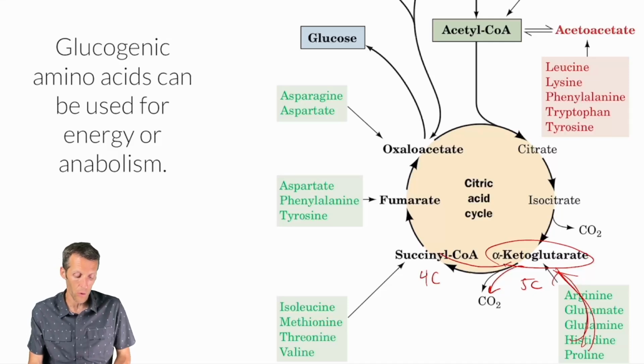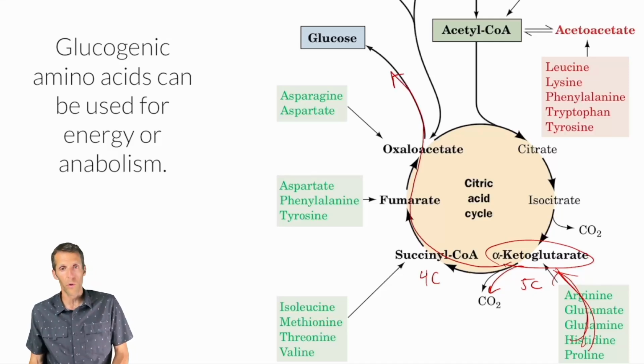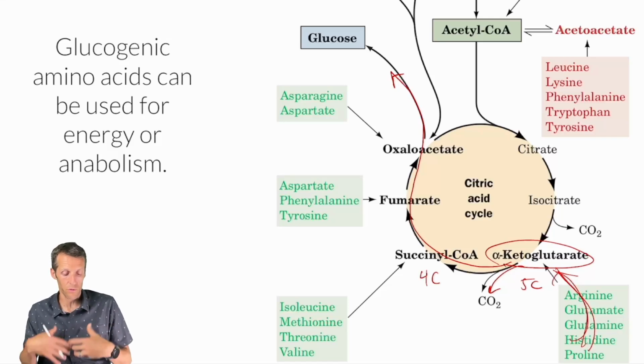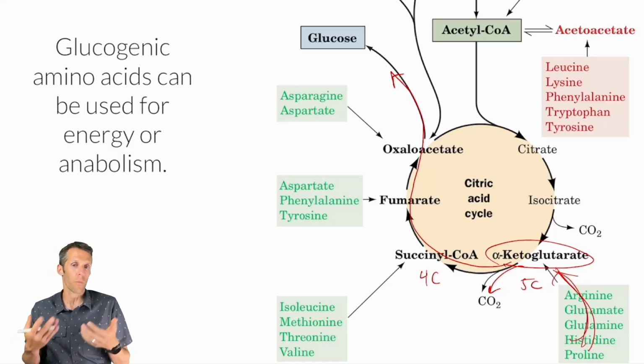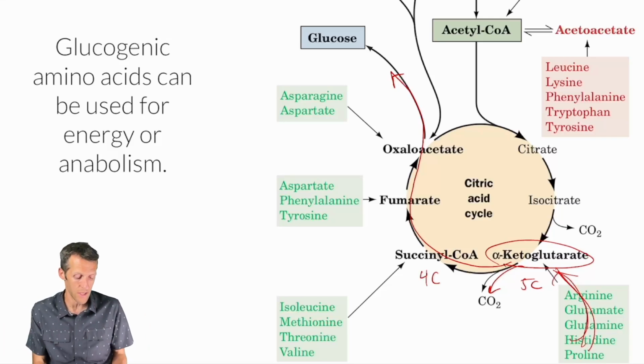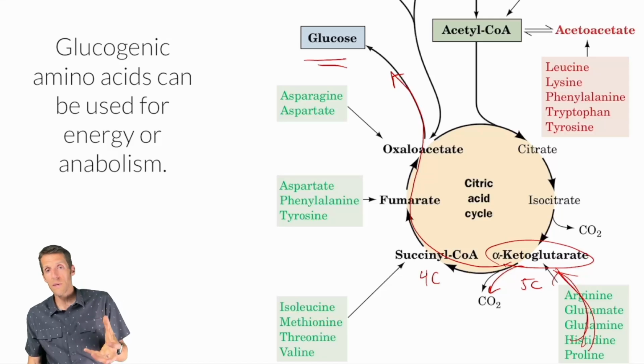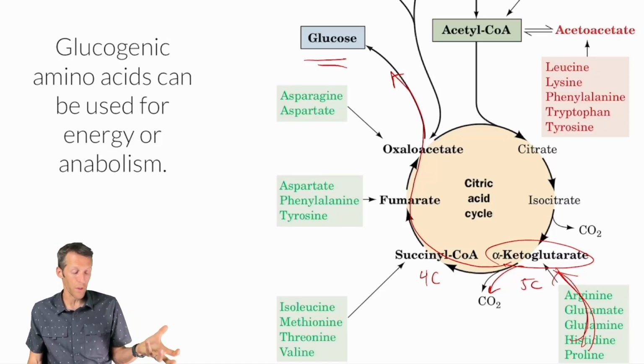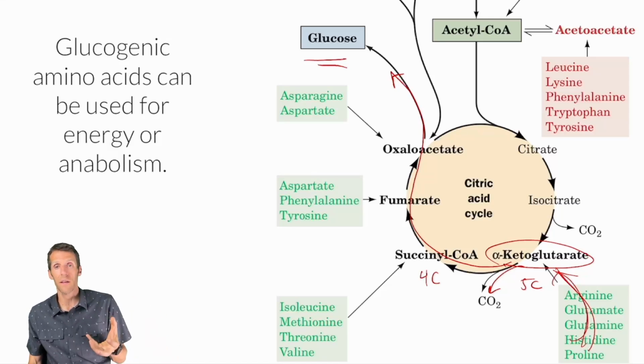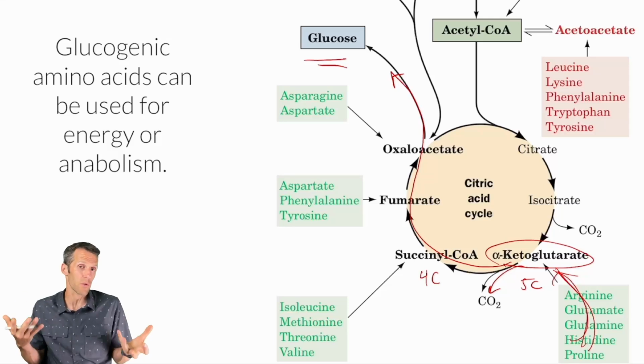So alpha-ketoglutarate can go up and form glucose without fully depleting the citric acid cycle of its intermediates, right? We're still dumping mass in. So if we're pulling mass out, as long as we balance the inputs and outputs, we can use alpha-ketoglutarate as a source to, say, make glucose. What this means is glucogenic amino acids can be used for both energy and anabolism, unlike the ketogenics, which can just be used for energy.